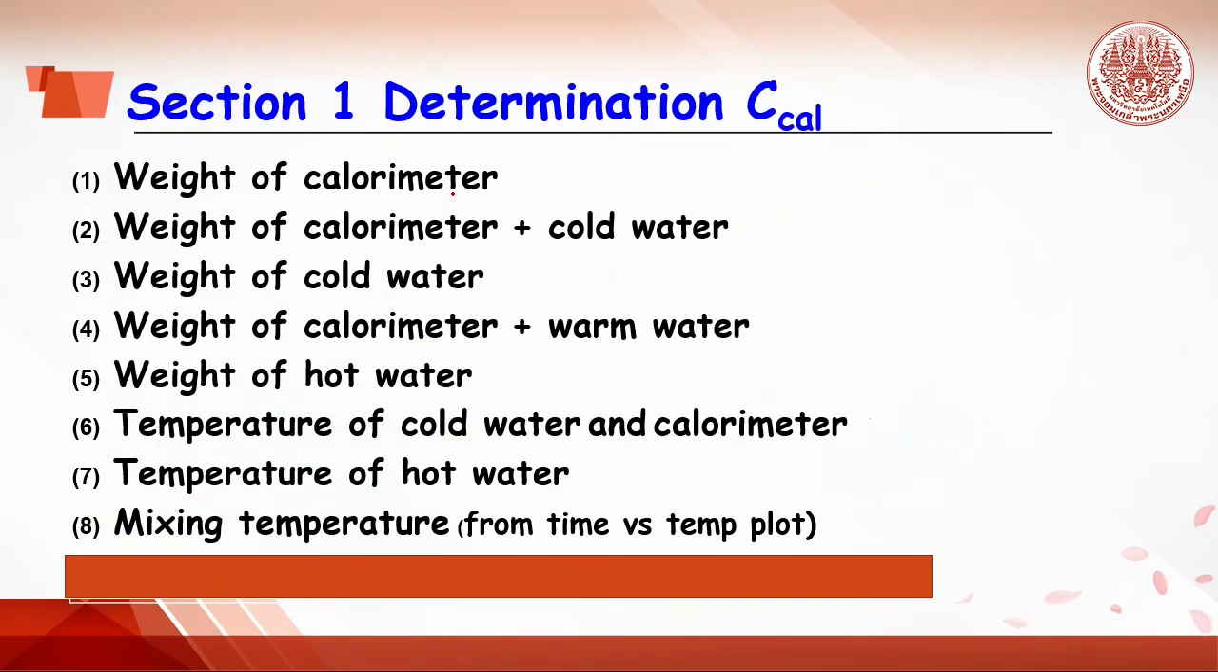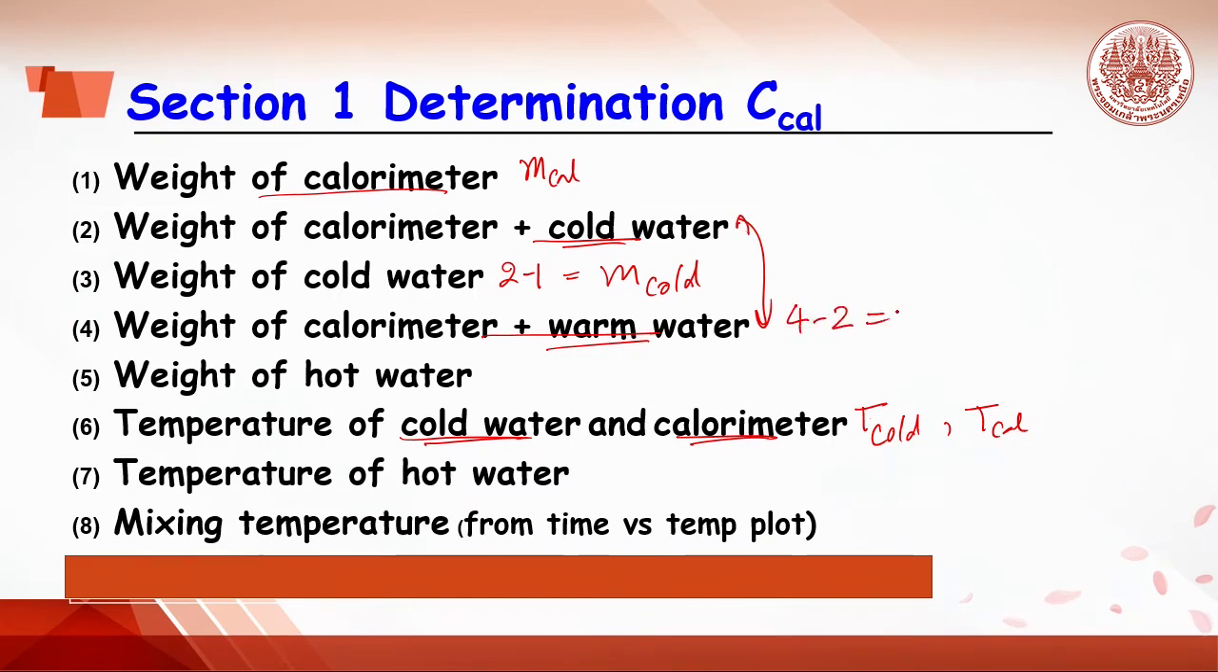Again, look at the result table. First, the calorimeter set is weighed, so we get the mass of the calorimeter. And after adding cold water, 2 minus 1 is equal to the mass of cold water. At this point, the temperature of cold water and calorimeter are also recorded. Then, hot water is mixed to get warm water. After subtracting 4 and 2, we get the mass of hot water right here. And the temperature of hot water can also be obtained. Now, what is the temperature of warm water? It is obtained from curve plotting, which is equal to T mix, or temperature mix.